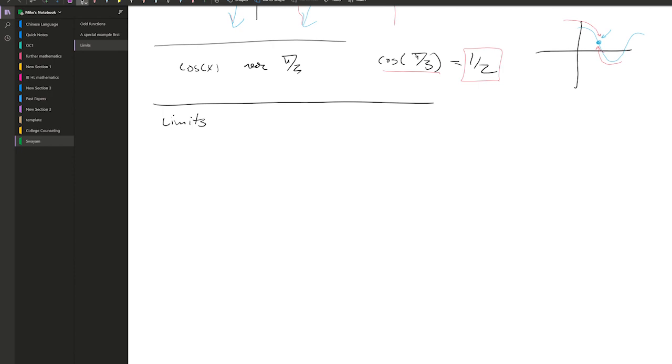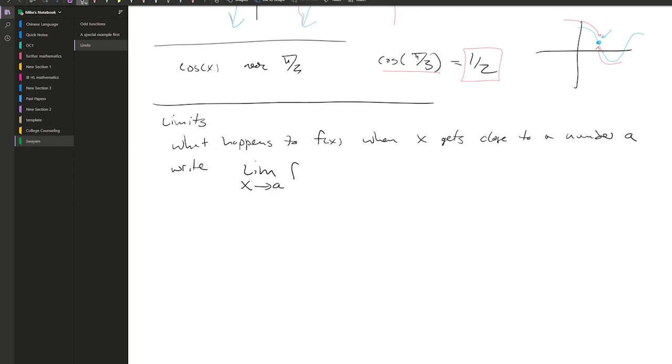When I want to ask what happens to the function f of x when x gets close to a number a, we write the limit, lim as x goes to a of f of x. So this mathematics is the same as that question. What happens when I get close to a is the same thing as writing it just like that. So that's a really convenient notation.